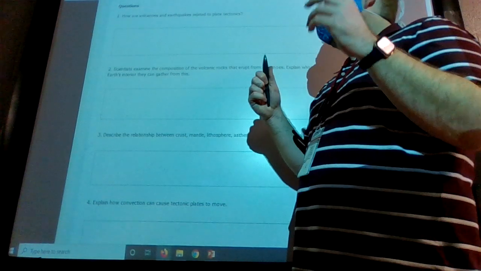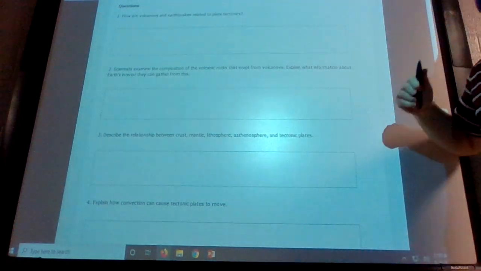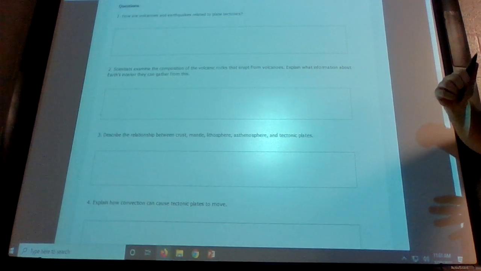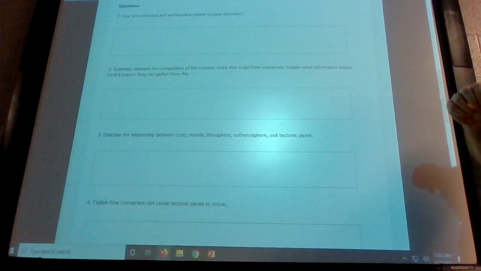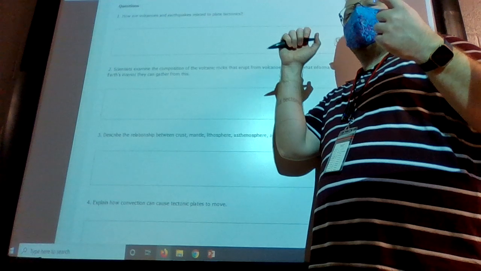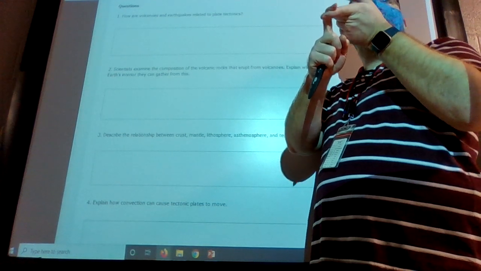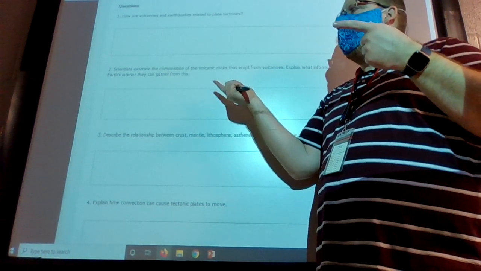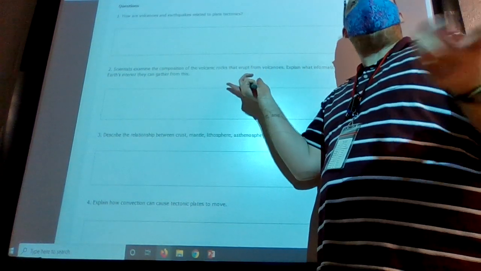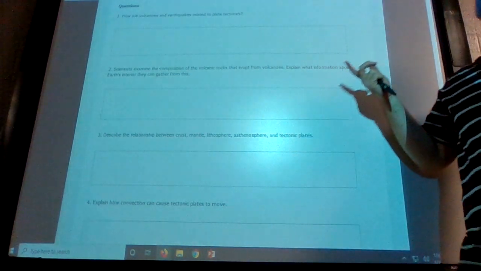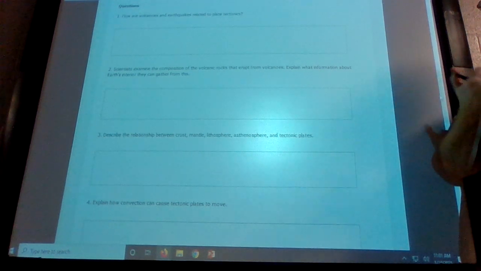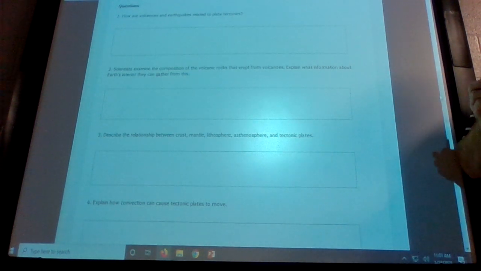Number 2, scientists examine the composition of the volcanic rocks that erupt from volcanoes. Explain what information about Earth's interior they can gather from this. So we're looking at the composition of volcanic rocks. So we can tell what type of minerals are in there. So we know what type of minerals are inside the rocks. We can tell what type of rocks were melted to create that lava. Because lava didn't just appear. It had to come from somewhere. It had to be melted from some sort of rock. So we can tell what kind of rocks got melted to create that.